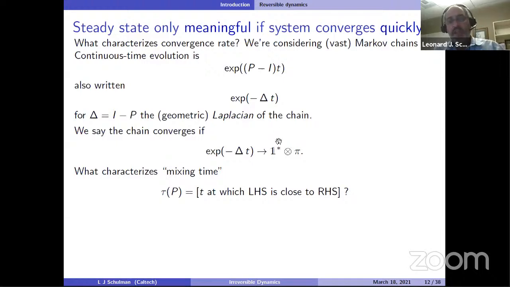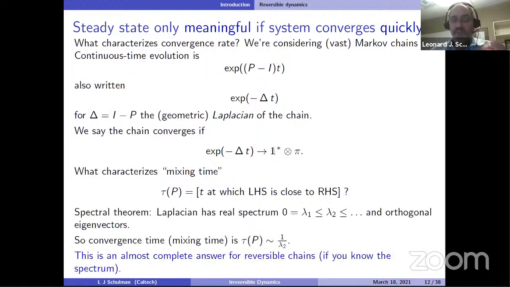And we say that the system converges if this continuous time Markov chain, if the actual e to the minus delta t, converges to the outer product of the all ones vector, that's telling you this is a row stochastic matrix, with the pi, with the stationary state. Okay, so this basically says that from any starting state you are now close to pi. So the question is, what characterizes the mixing time?